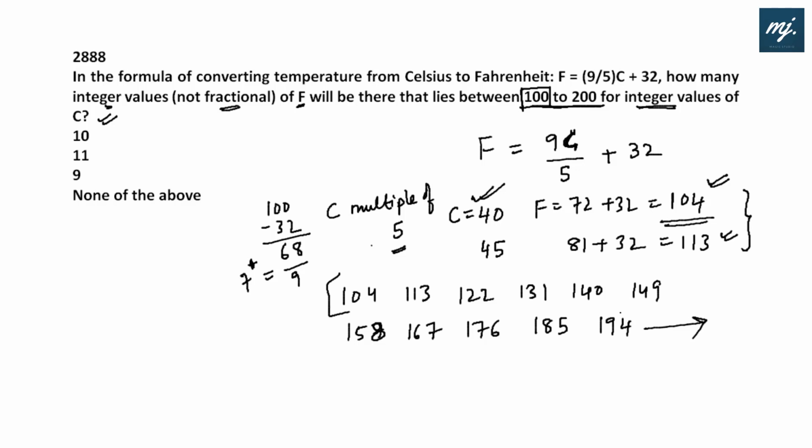We can count on fingers because these are small ranges given, or we can use the AP concept if a large range is given. So, this is at c equals to 40, so this will be at 45, 50, 55, 60 and on. But the question asked is only how many integral values of f will be there that lie between 100 and 200. Let's count it. 1, 2, 3, 4, 5, 6, 7, 8, 9, 10, 11 it is. Option B fits in.